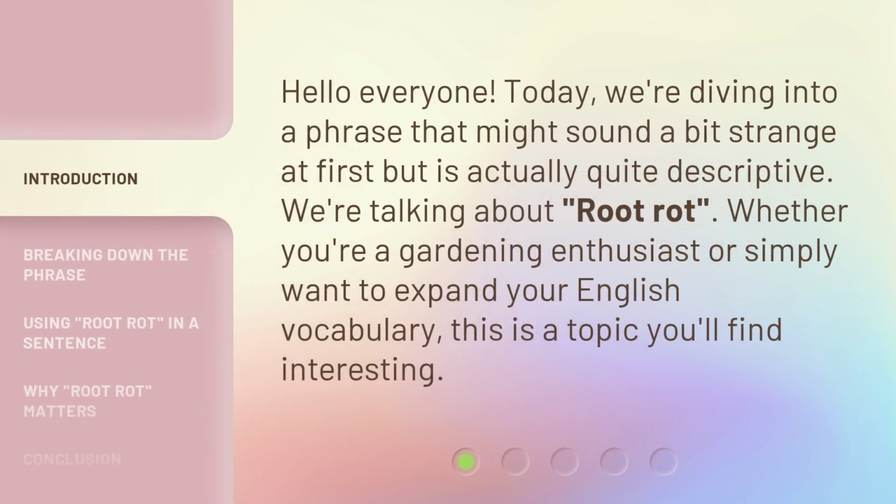Hello everyone. Today, we're diving into a phrase that might sound a bit strange at first but is actually quite descriptive. We're talking about root rot. Whether you're a gardening enthusiast or simply want to expand your English vocabulary, this is a topic you'll find interesting.